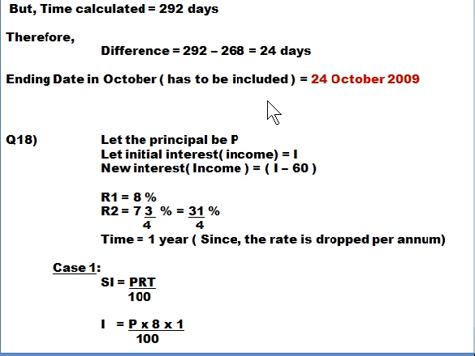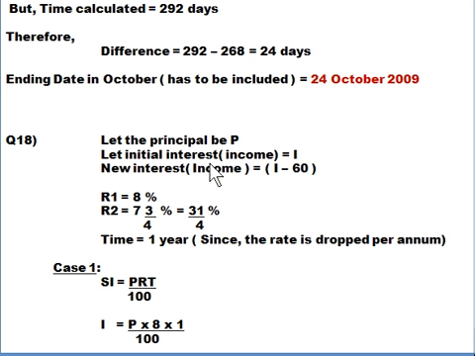Moving ahead with question number 18. Kindly see the question in the book. In question number 18, they are saying a moneylender's income decreased by rupees 60 when the rate of interest dropped from 8% per annum to 7.3 by 4% per annum. What was his principal? So in the given statements, I have assumed the principal to be P. Kindly see it on the screen. Let the initial interest, because the income is not given.